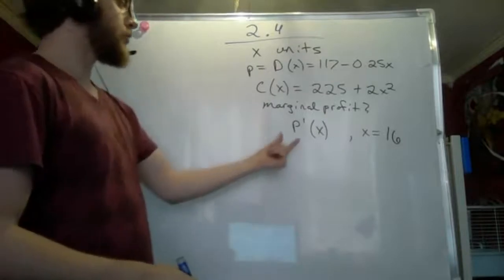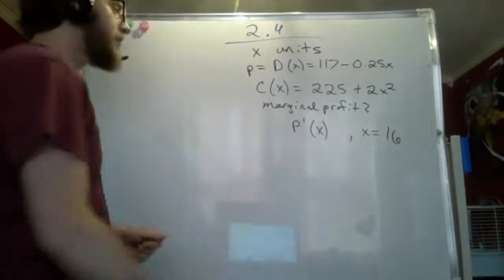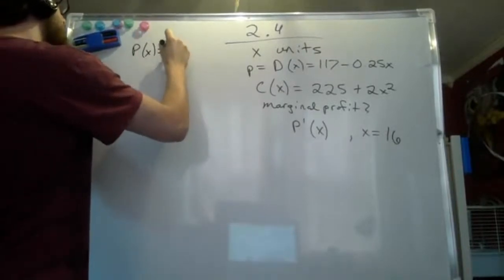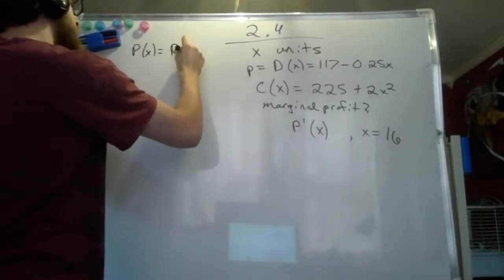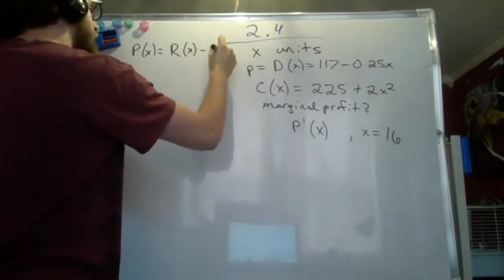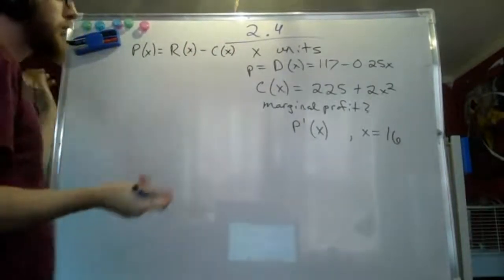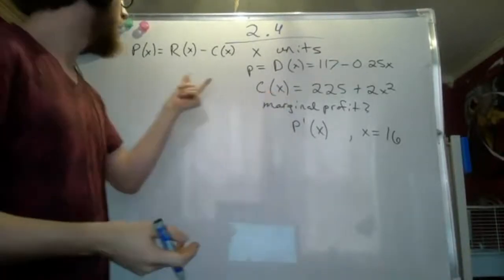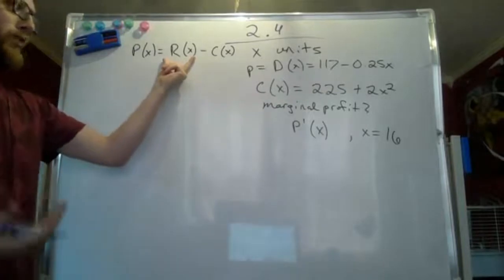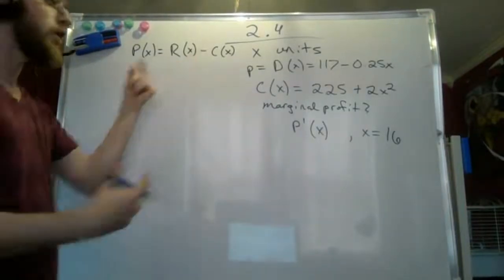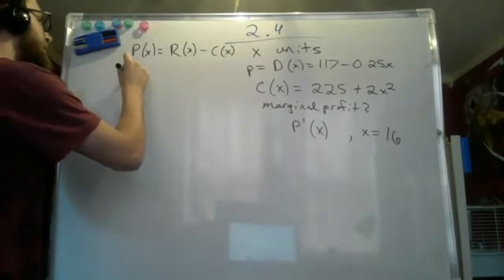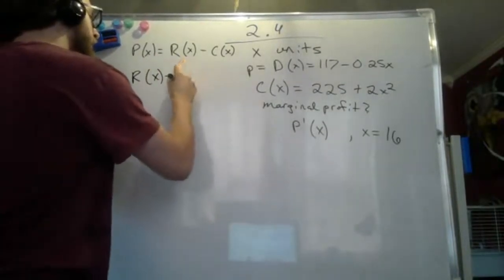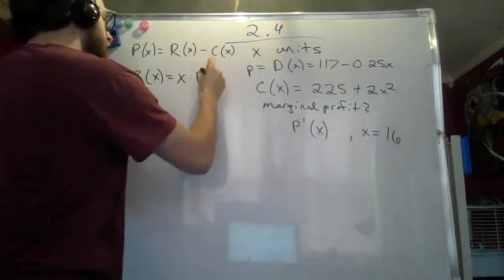But in order to get to a profit function, what do we need? Well, recall that profit is equal to revenue minus cost. All right, well, they give us the cost function, so we're already halfway there. Now we just need to find our revenue function. What is revenue? Well, again, recall that revenue is equal to X times demand.